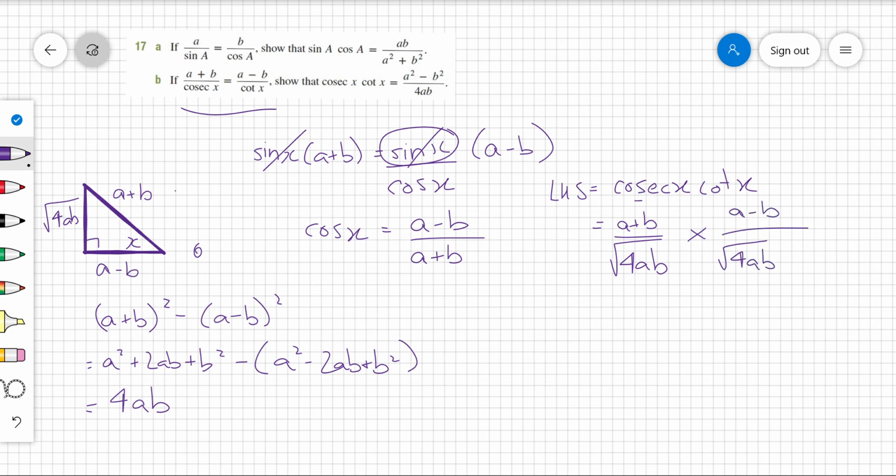Here we go. And you'll see from that we get a difference of two squares at the top. So we've got a squared minus b squared. And at the bottom, square root times square root, so we've got 4ab. So that's our right-hand side. So we're looking good.